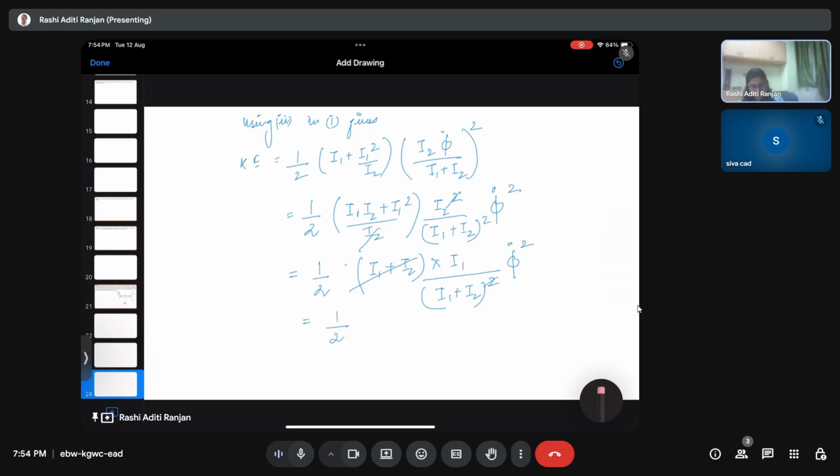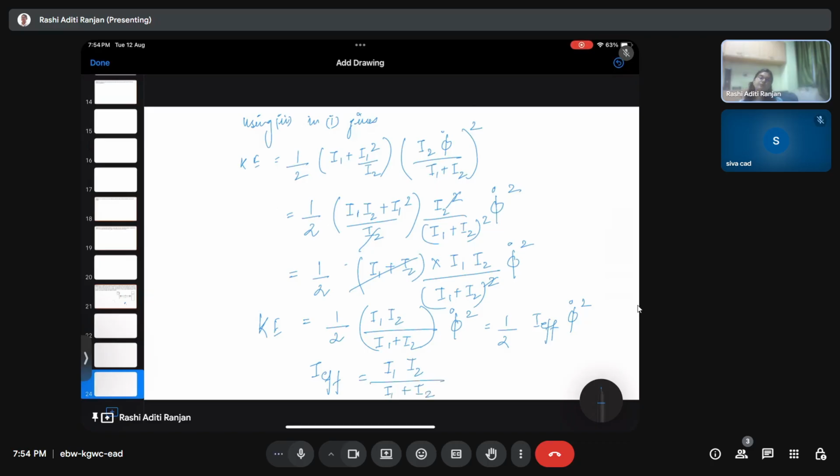Okay, sorry. Here will be one I1, but here will be one I2 as well. Half I1 I2 by I1 plus I2 phi dot square. This is the kinetic energy. Now if I relate it with half I effective I dot square, what did I get? I get I effective as I1 I2 divided by I1 plus I2.